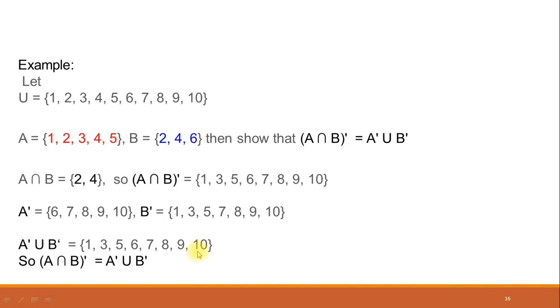Since (A intersection B) whole complement contains the elements 1, 3, 5, 6, 7, 8, 9 and 10, and A complement union B complement also contains these elements 1, 3, 5, 6, 7, 8, 9 and 10, we can say that (A intersection B) whole complement is equal to A complement union B complement. And this is the end of this segment.